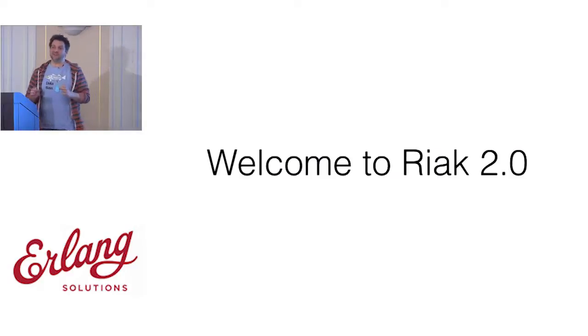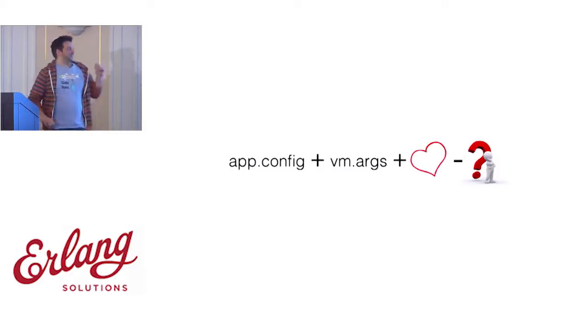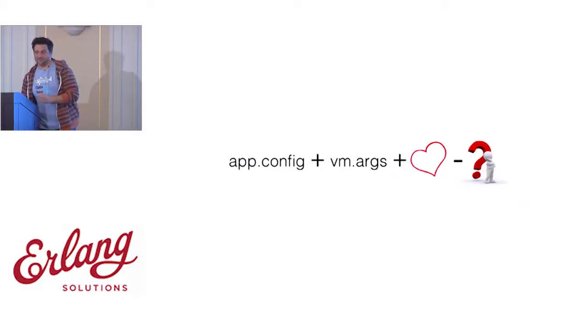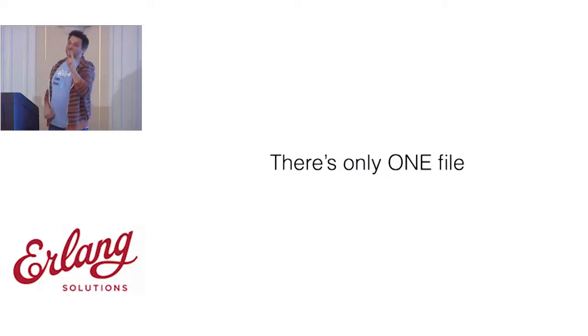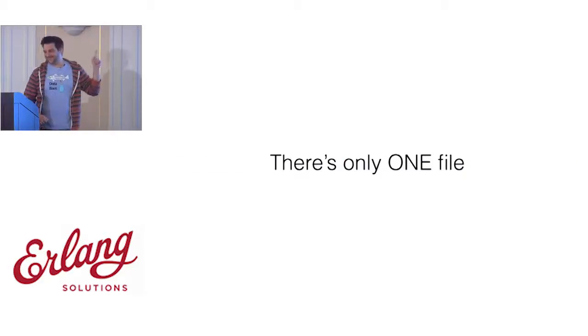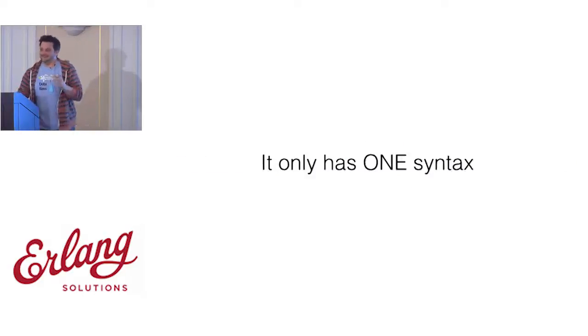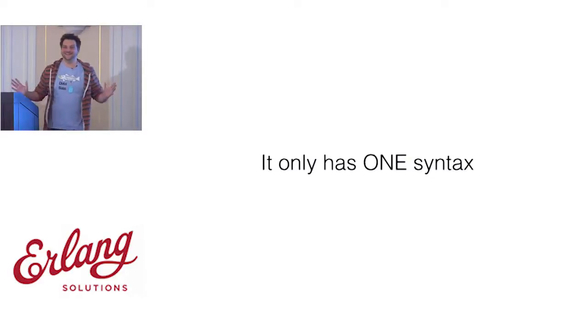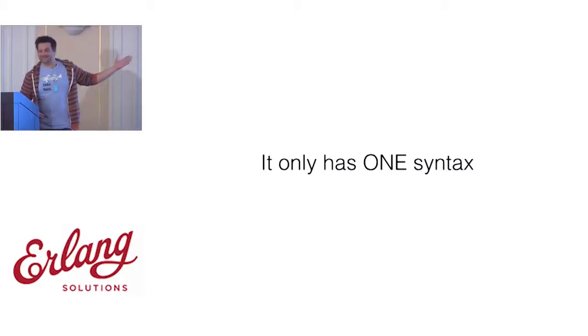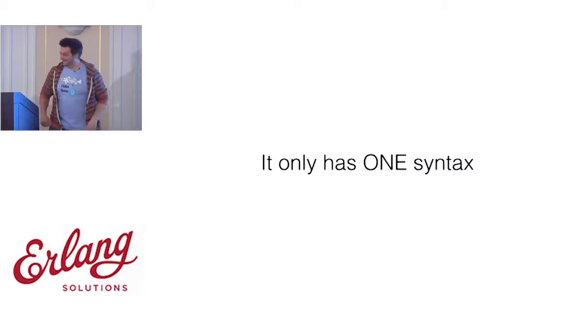We completely changed how you configure Riak for the 2.0 release. What we've done is we've taken the app.config, we've taken the vm.args, we've added a little love, and we've taken out a bit of the complexity. And what I'm giving you today is riak.conf. What do you know about riak.conf just from looking at this one slide? There's only one file. That's it, just one to look at. It only has one syntax. I shouldn't even have to say this, but the fact of the matter is that we had two syntaxes before, and so it's great. Now there's one.